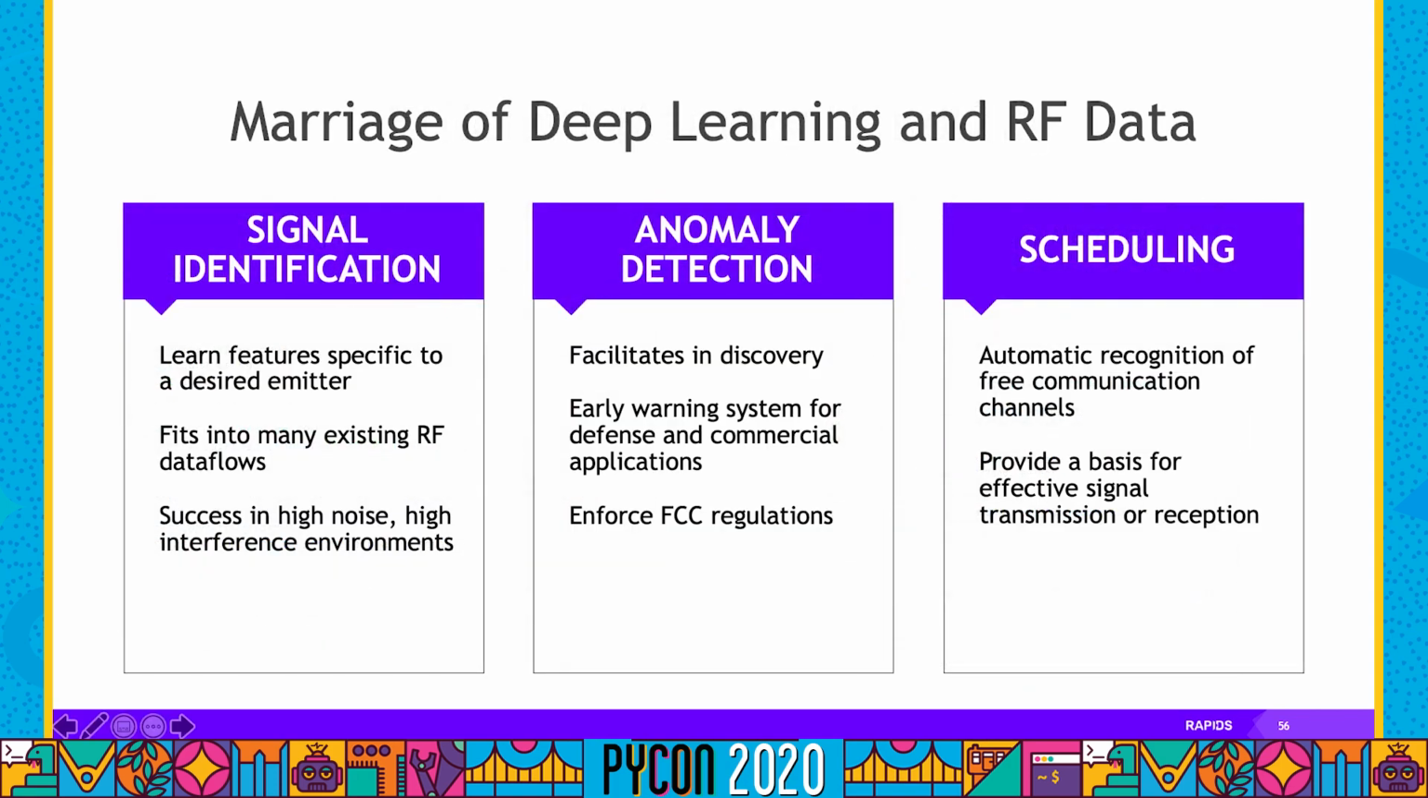cuSignal represents the marriage of deep learning and RF data, things like signal identification, anomaly detection, right, and scheduling. And again, you can read about all of these. Again, I don't want to delve too deep on these specialized libraries just because it kind of limits our audience. But if you're doing any type of signal processing, we do it in cyber as well. Like we look for periodicity, we look for different chunks of periodicity, and we're leveraging cuSignal to do that. Right? So there's a lot of different things you can use this for.